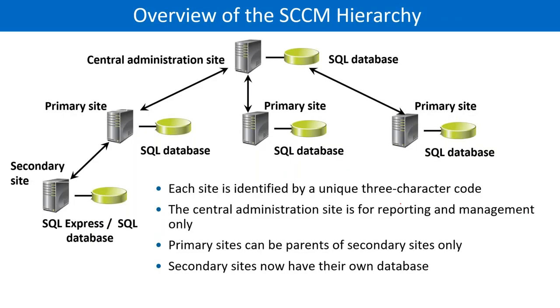Now every site has a database, whether you have primary or central or secondary. So the database is present for each site. The secondary will send the data it collects to the primary database, and the primary will pass it on to the central administration site database, from downward to upward. That is how the data flow happens.